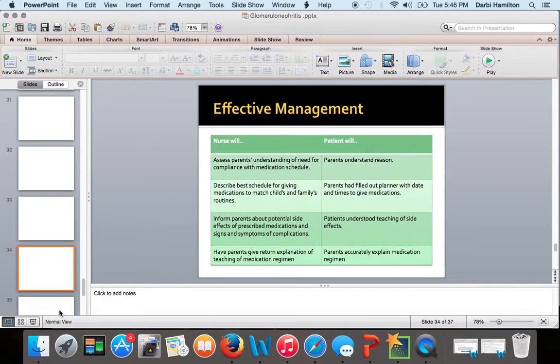Third intervention, inform parents about potential side effects of prescribed medications and signs and symptoms of complications. This is to let parents know what to watch for if any adverse reactions occur to medications. Patient response. Parents understood teachings of side effects. Have parents give written demonstration and explanation of teachings about medication regimen. Patient response. Parents accurately explain medication regimen. This is to assess their understanding of teaching.